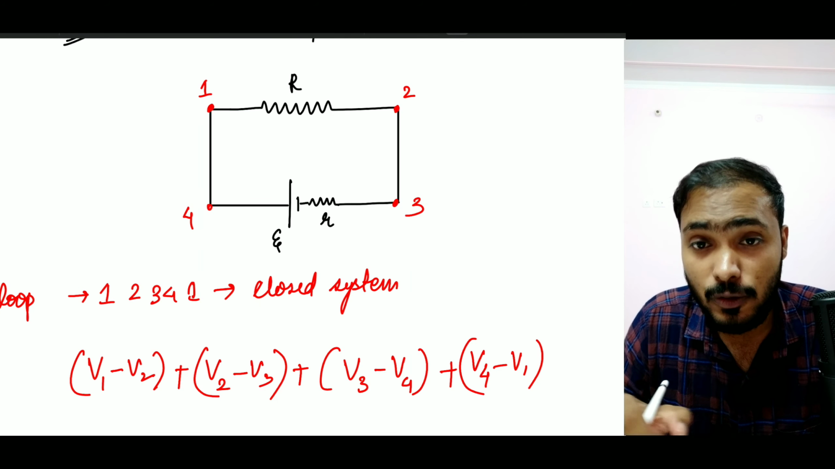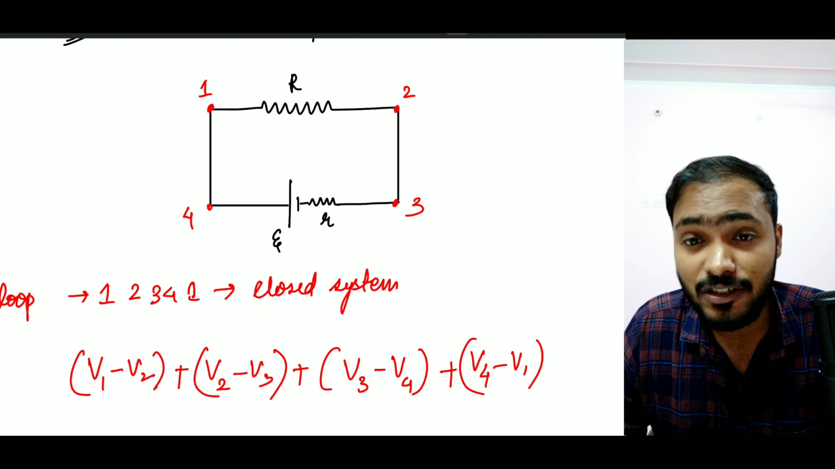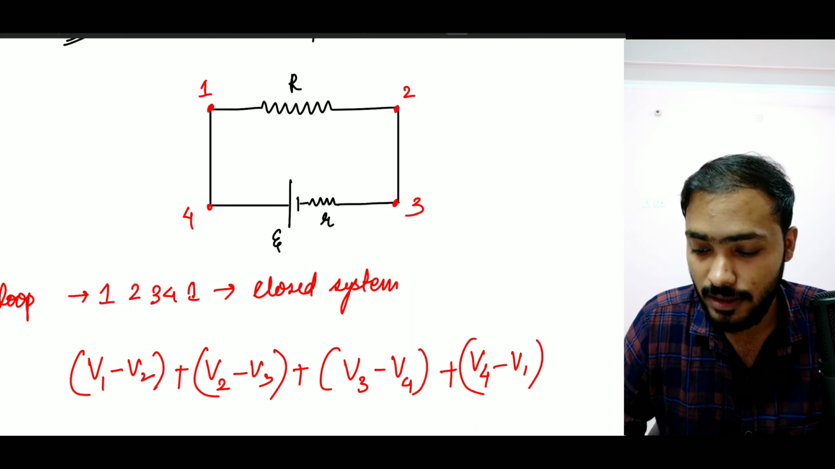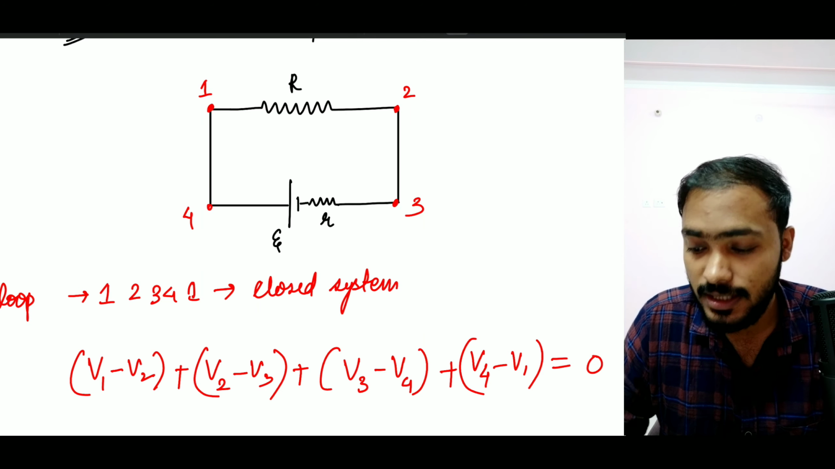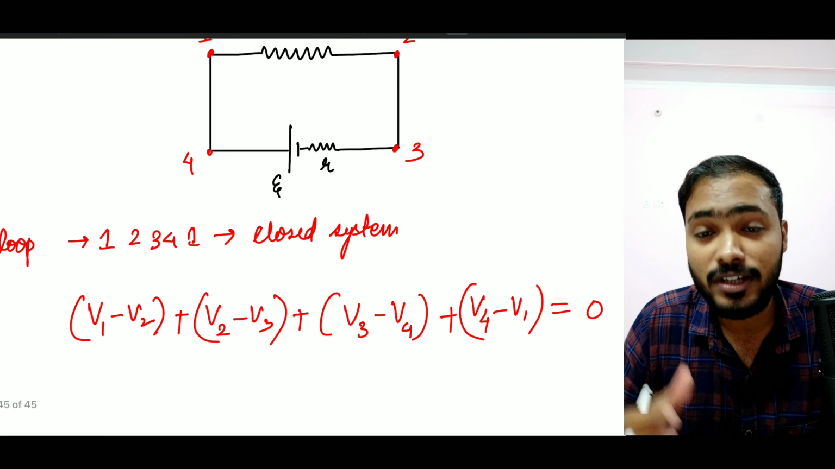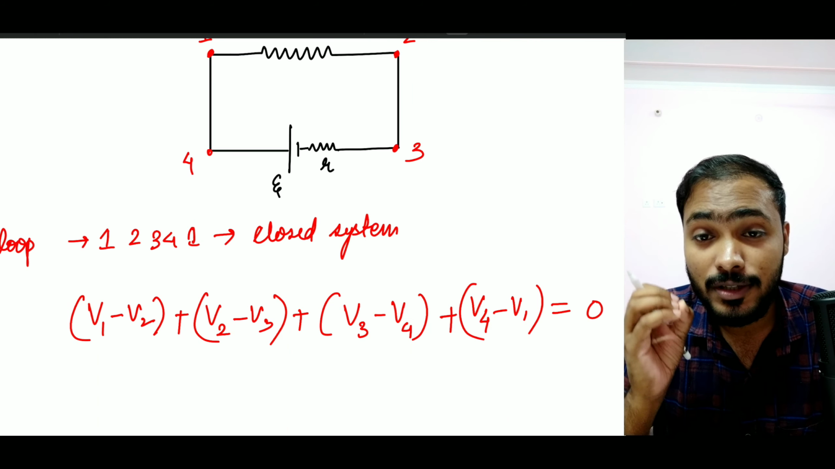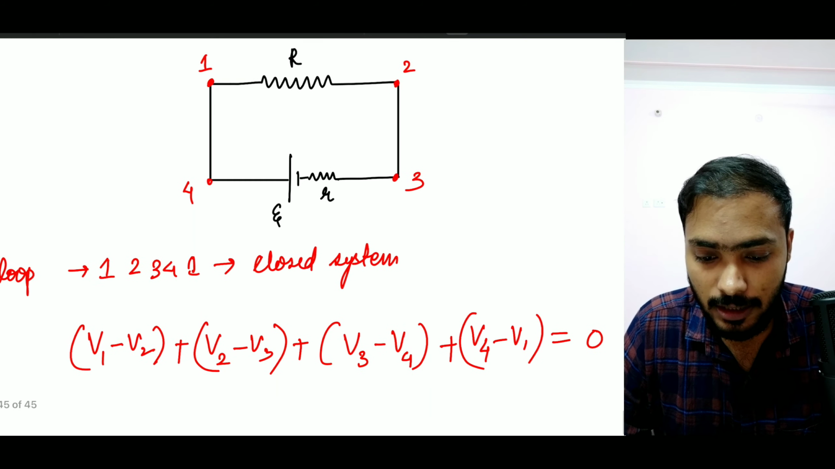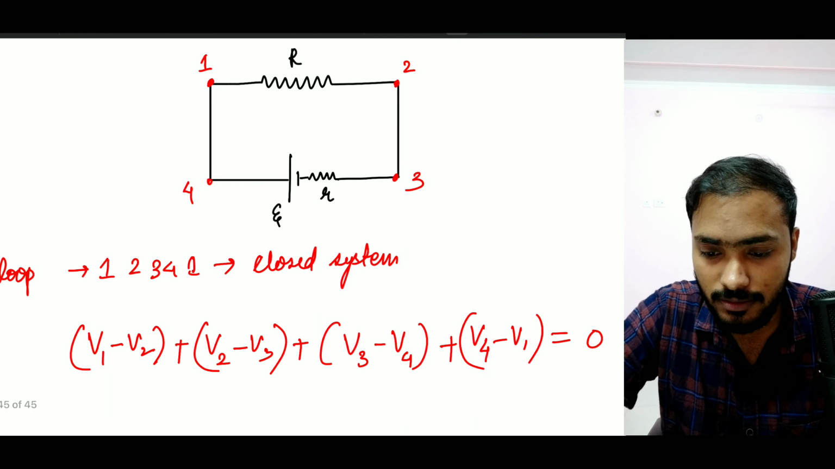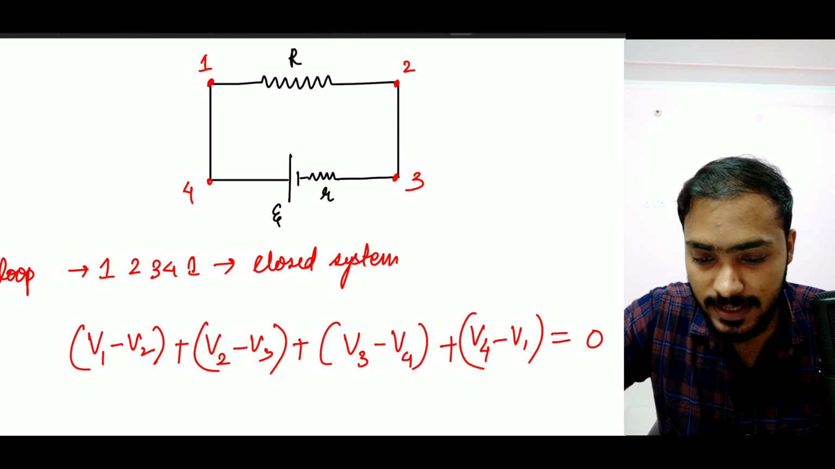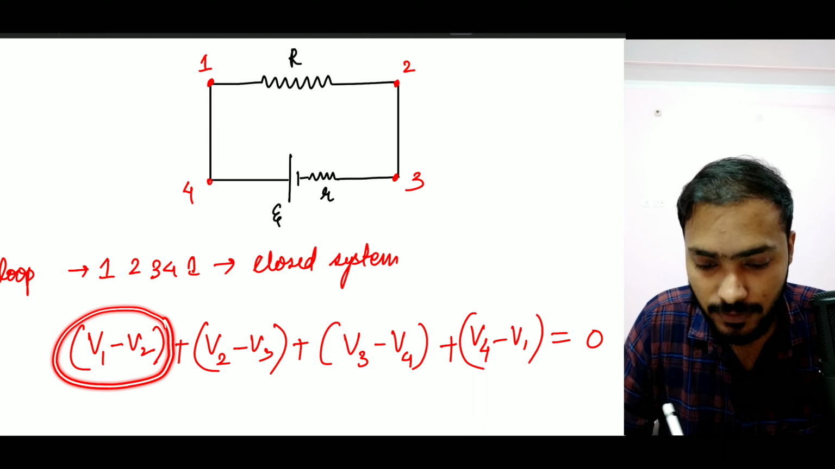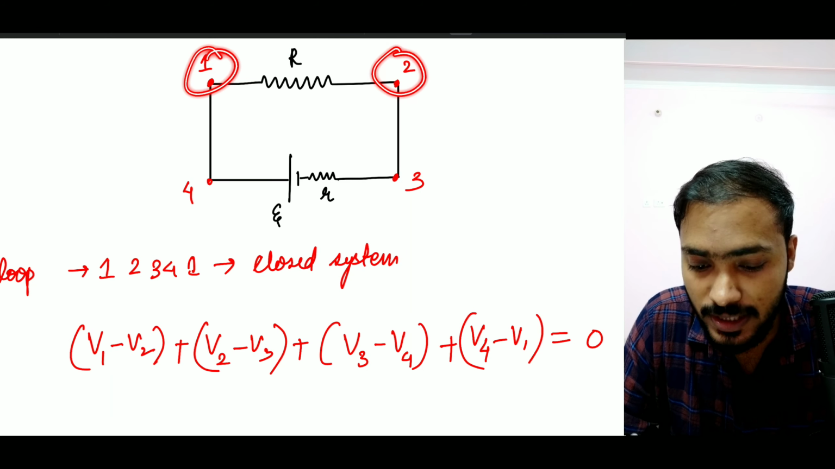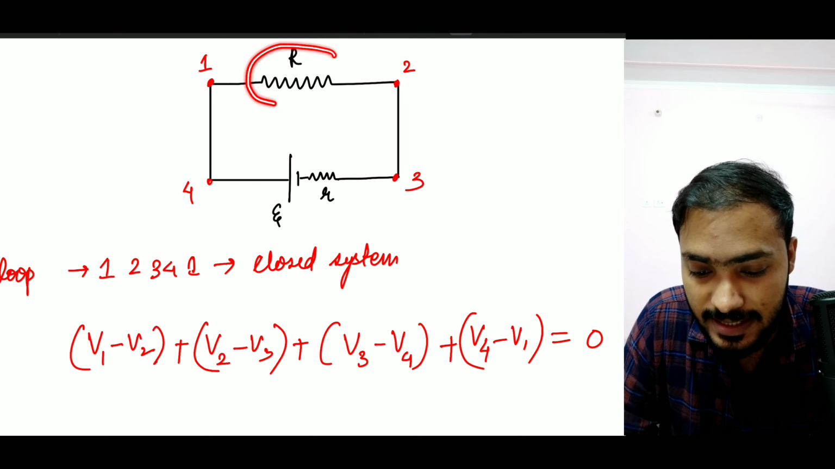So I'll just write it, potential difference across your 4 and 1. So in that closed system, the algebraic sum of all the potential differences comes out to be 0. So the answer comes out to be 0, right? This is what your Kirchhoff's voltage law states. Okay, now let's try to very quickly do that. So basically V1 minus V2, that is V1 minus V2. So between V1 and V2, what is the potential difference here?